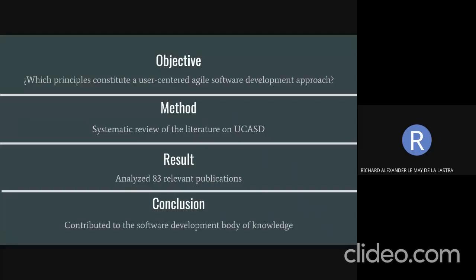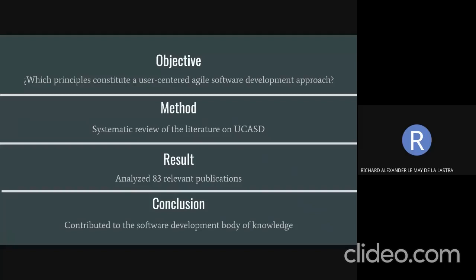Then, the result of this paper was that they identified and analyzed 83 relevant publications, giving a comprehensive coding system and 5 principles for UCASD. The first one was separate product discovery and product creation. The second one was iterative and incremental design and development. The third was parallel interwoven creation tracks. The fourth was continuous stakeholder involvement. And the fifth and final, artifact-mediated communication.